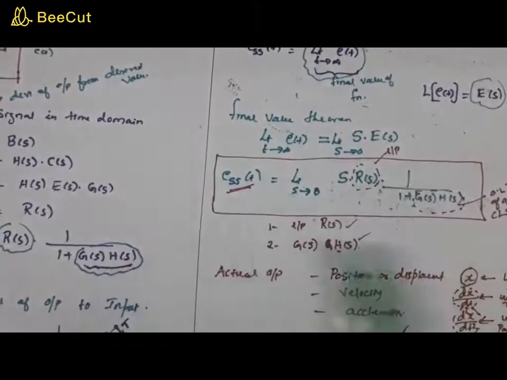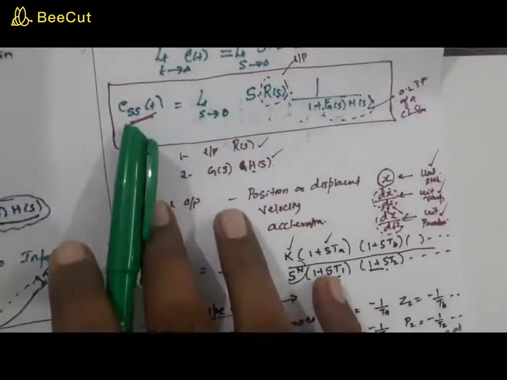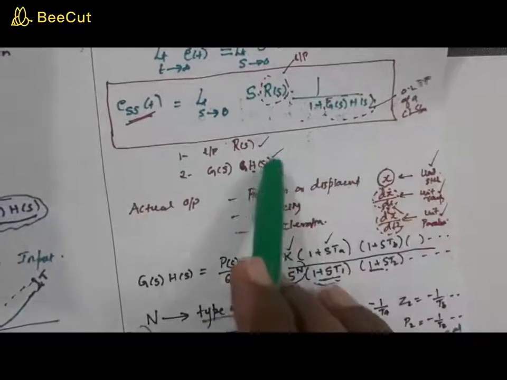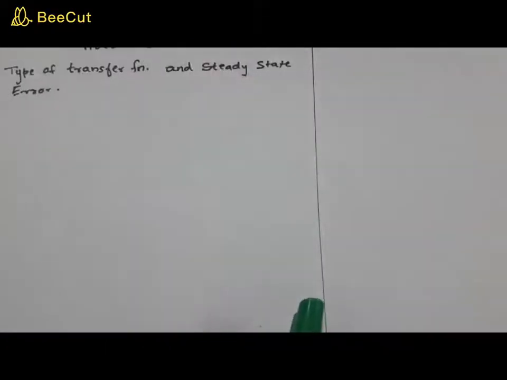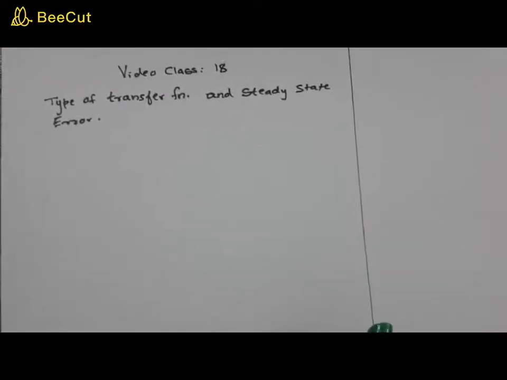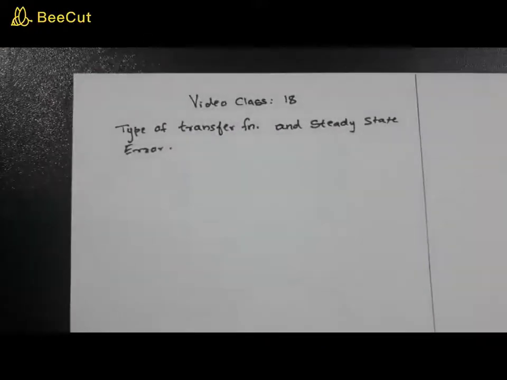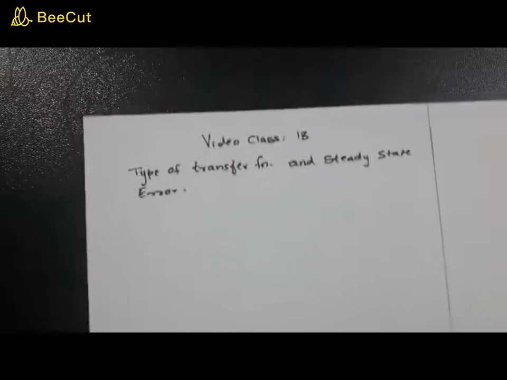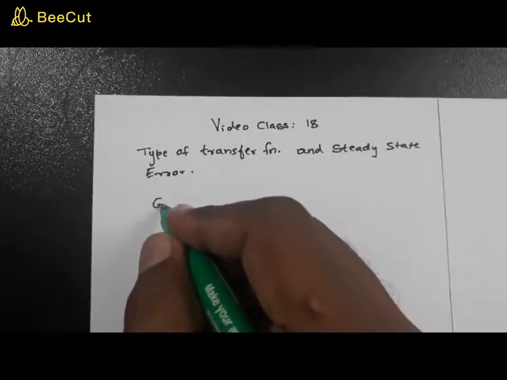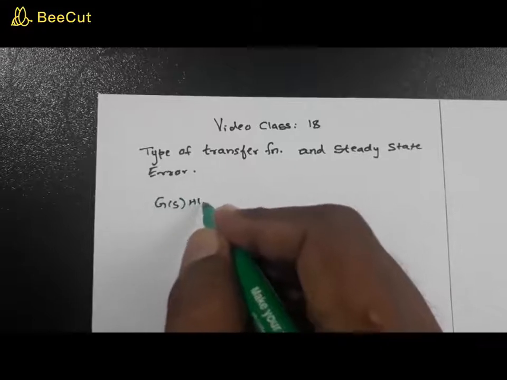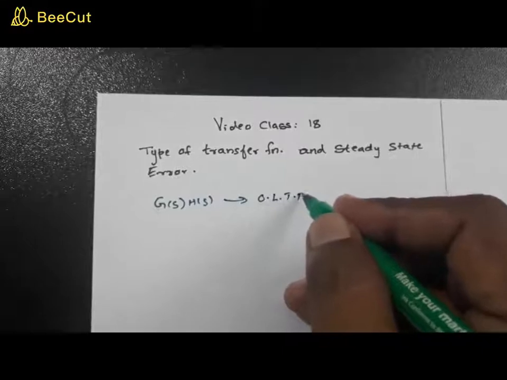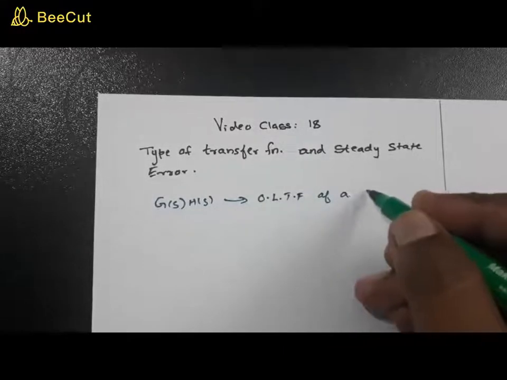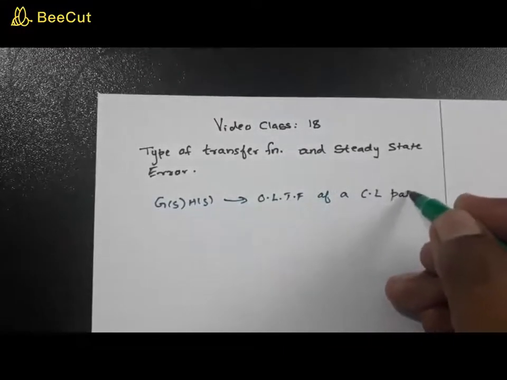Now the next, in this video we're going to the second part, that is the steady state error also depends on the value of G(s)H(s), and G(s)H(s) is what is called as the open loop transfer function of a closed loop path. Now let us see. I will just again explain what is this open loop transfer function, G(s)H(s). So we know that G(s)H(s) is called as the open loop transfer function of a closed loop path.